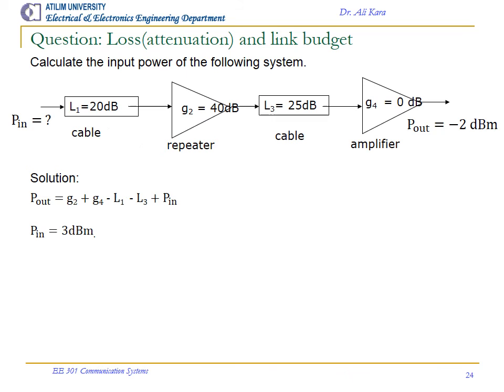Question: loss, attenuation, and link budget. Calculate the input power of the following system. Solution: loss is a decrease in power and therefore has negative value expressed in dB. Similarly, gain is the increase in power and therefore expressed positive in dB.